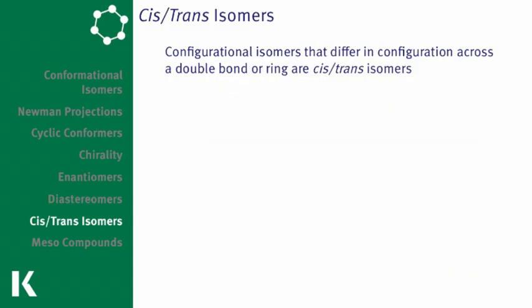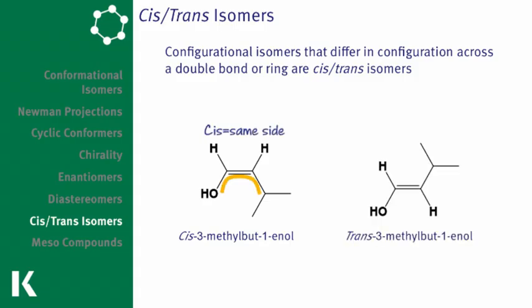You're probably wondering by now what happens when you introduce double bonds or rings, and that's where cis and trans isomers come in. Just as with the rest of configurational isomers, cis-trans isomers are not interconvertible. Before, it was because of stereocenters within the molecule. Now it is mainly because of double bonds and rings. To quickly review cis and trans, in cis-3-methylbut-1-enol, the hydroxyl and propyl groups are on the same side of the double bond. In trans-3-methylbut-1-enol, however, notice that the propyl substituent has been switched to the other side of the double bond. Now it is on the opposite side of the double bond from the hydroxyl group, which defines the trans arrangement.